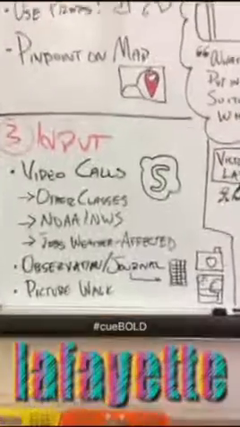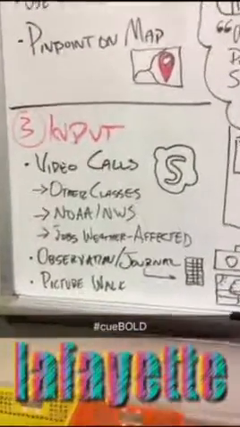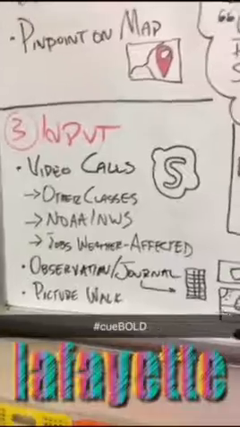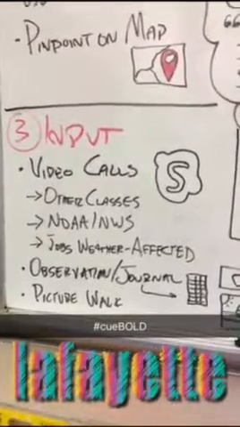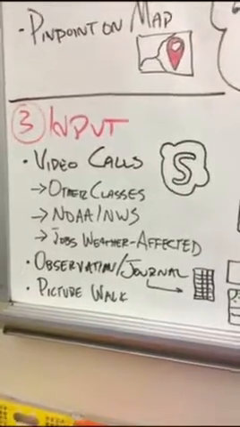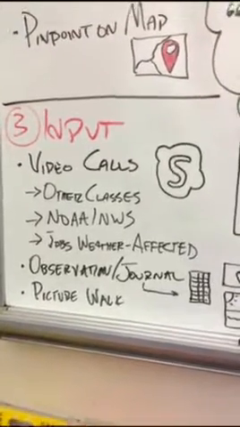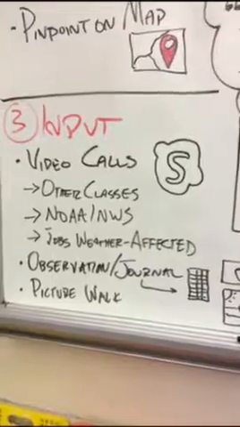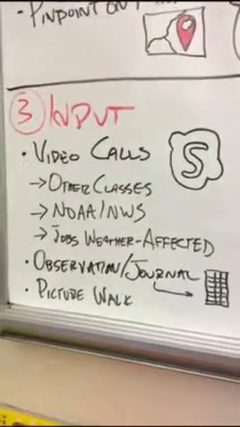So the input could be using all the social platforms or video calls to connect with other classes. What about scientists in NOAA, scientists in Antarctica? Or even connecting with people in your community who might have jobs that are affected by the weather. Do an observation. Go on a picture walk in your community.